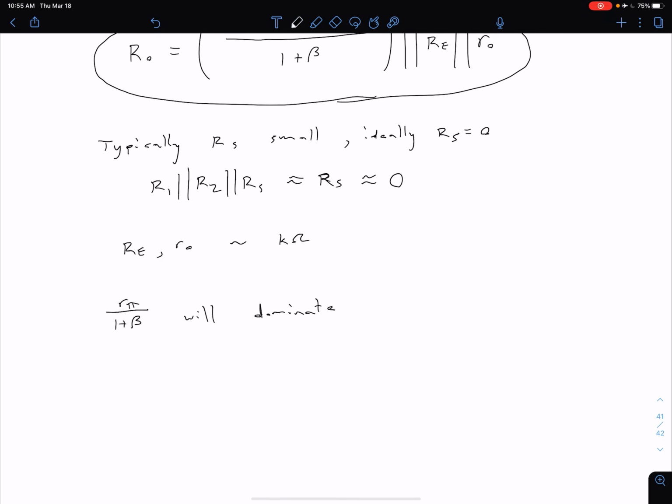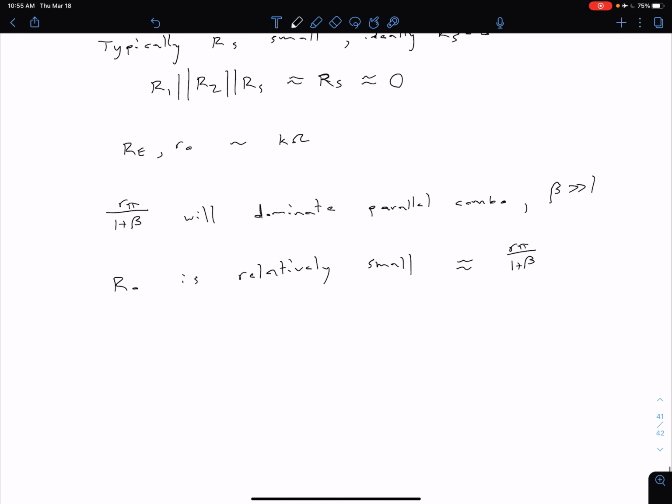So this will dominate our parallel combination, because we're assuming that beta is a relatively large number, much greater than 1. And so our overall output resistance, R naught, is relatively small. It's approximately equal to that R pi over 1 plus beta. So we have k ohms divided by about 100.